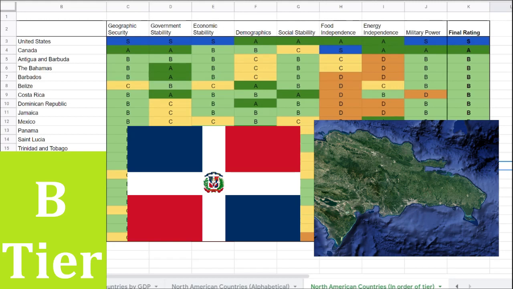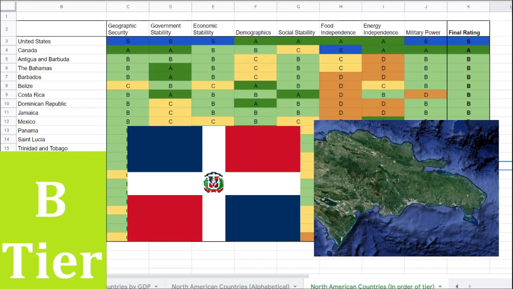Social stability is B. There's no recent history of ethnic, religious, or social conflict. However, at the end of the day, it is a former Spanish colony, so that could present an issue in the future, but it hasn't so far for the Dominican Republic. Food independence, however, is D.